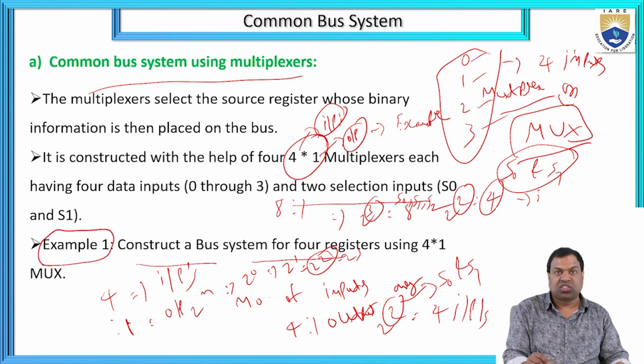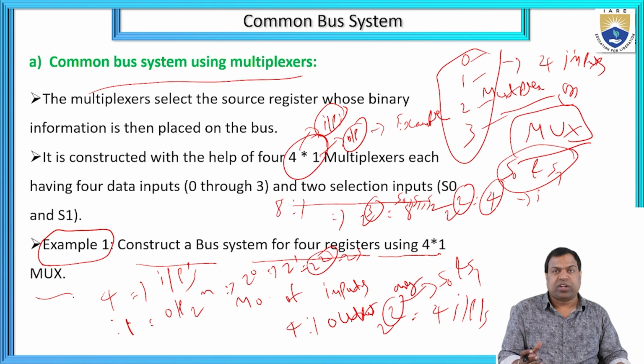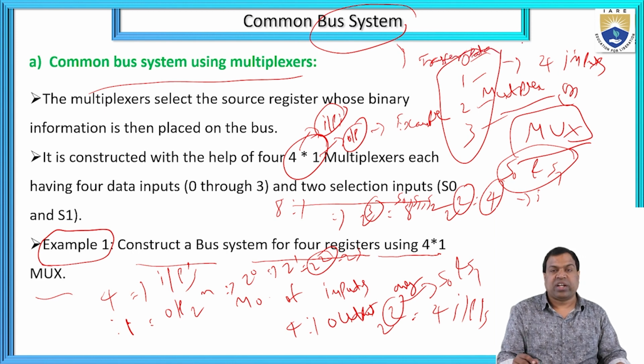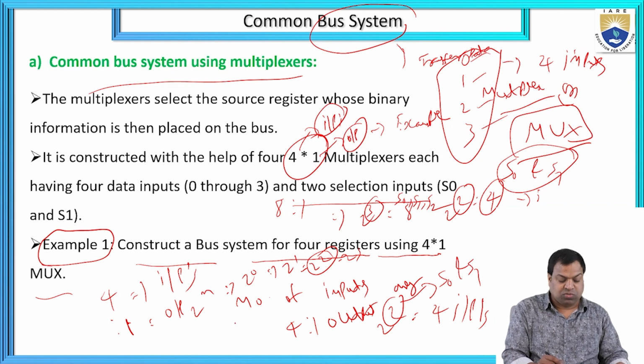Construct a bus system for 4 registers using 4 is to 1 multiplexer. So I need to transfer the data through the registers. Here one example is there. Construct a bus system. Bus system is used for transferring the data. So a bus system is nothing but we are transferring the data through the bus. That is a bus system. So this 4 is to 1 means we are sending the data through this one, and 4 is to 1 multiplexer.